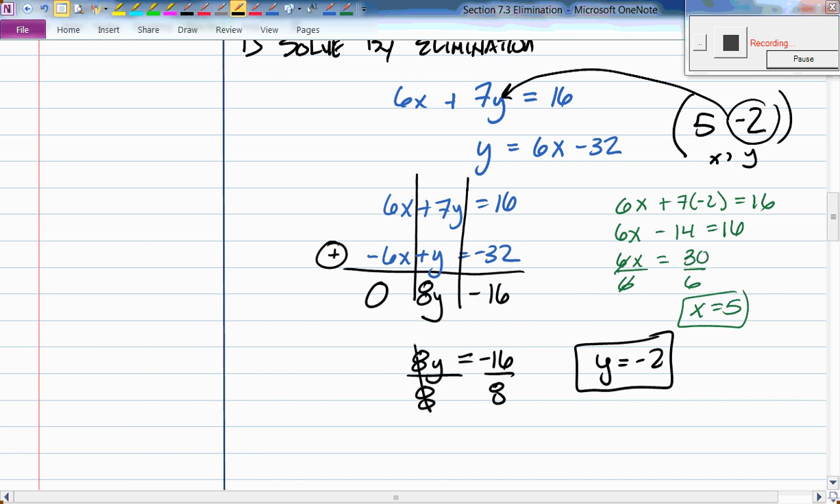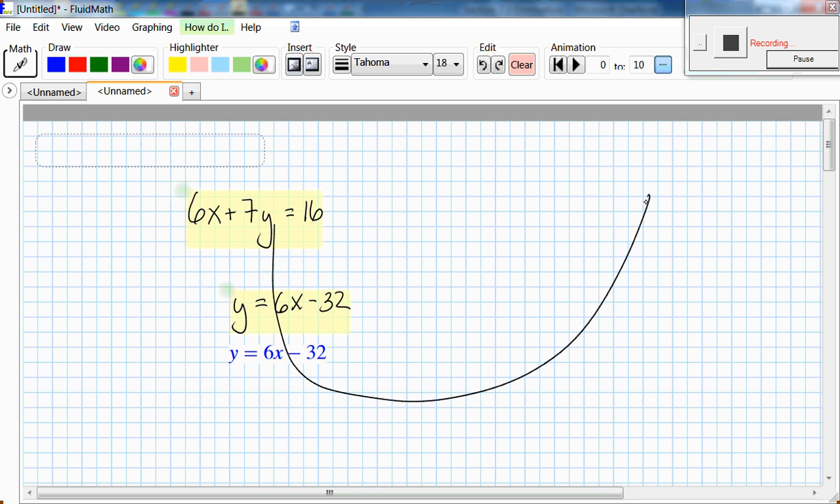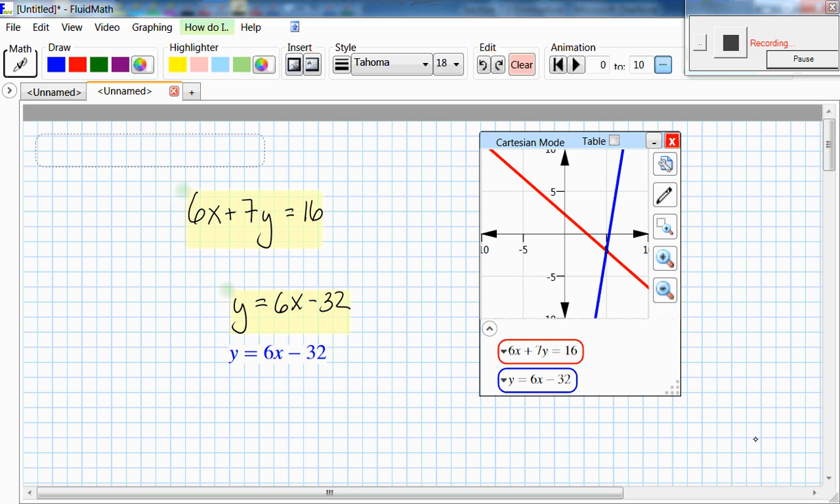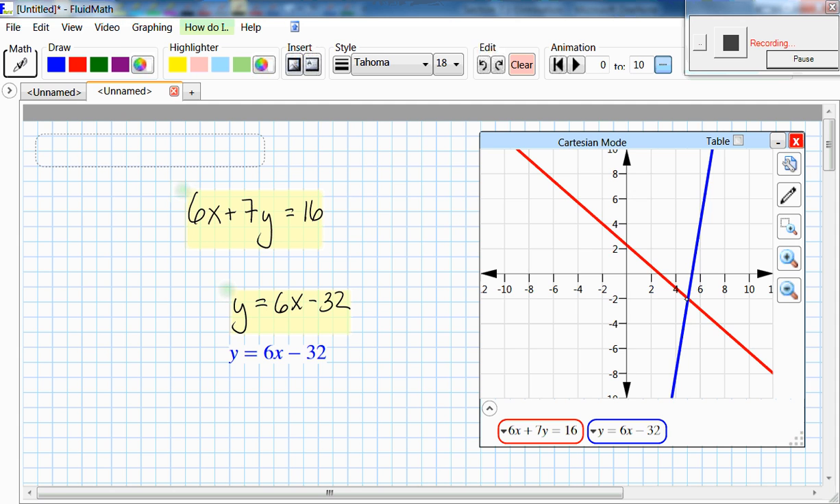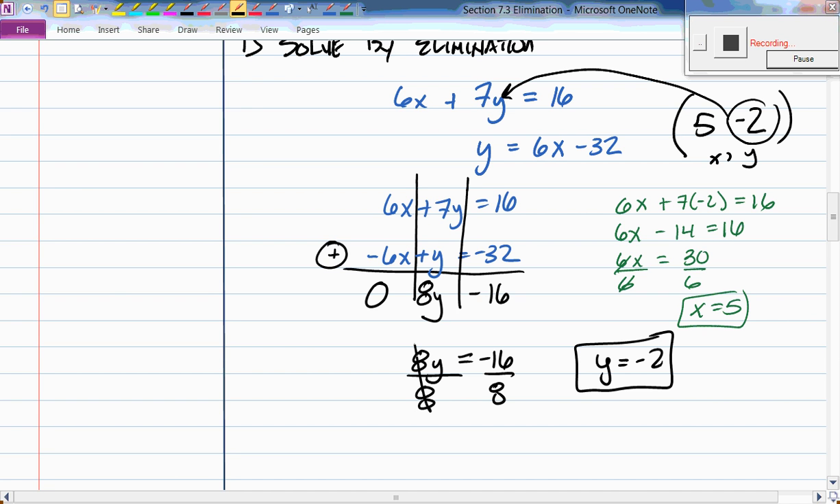So we're going to check that answer really quickly. What was that first equation we had? 6x plus 7y equals 16. What's the other one? 6x minus how much? All right, so when we graph these, we should see what point they should meet at. What number is this? 5, negative 2. Is that what we got over here?